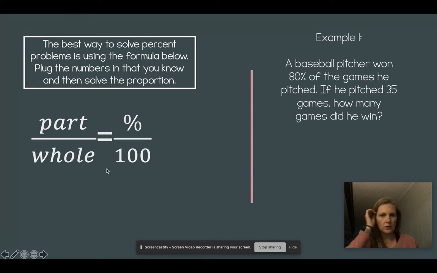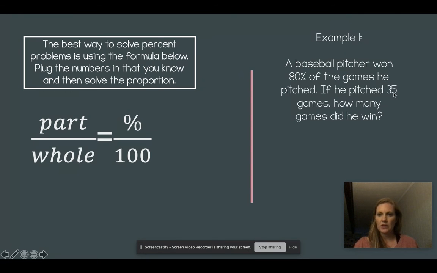So let's take a look at an example here. A baseball pitcher won 80% of the games that he pitched. If he pitched 35 games, how many games did he win? So we know 80%. Anytime you have a percent sign, that's going to go in the percent place in this formula. So our 80 would go here. I'd like you to take a second and see if you can figure out how to set the other numbers up. You can press pause.